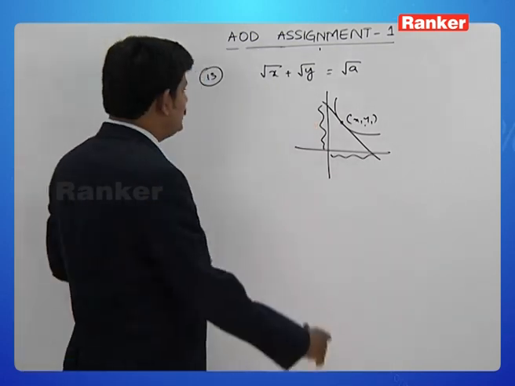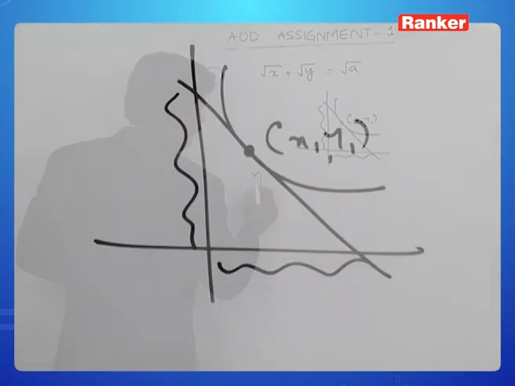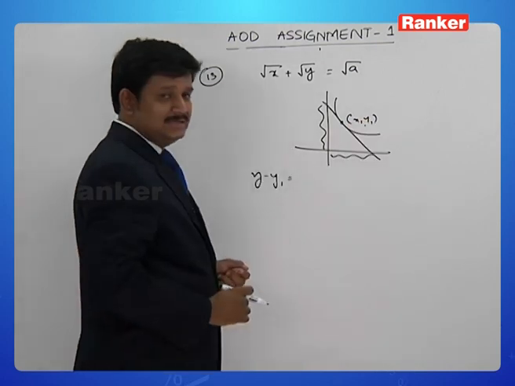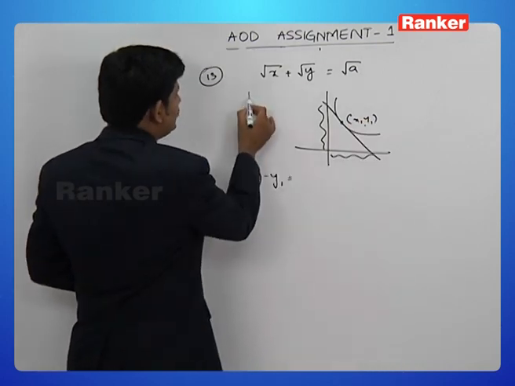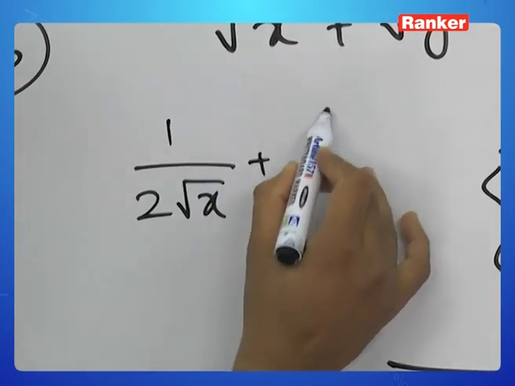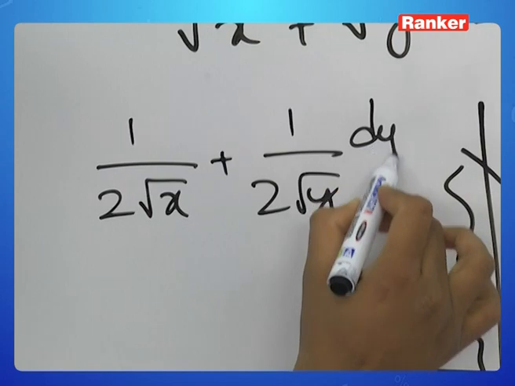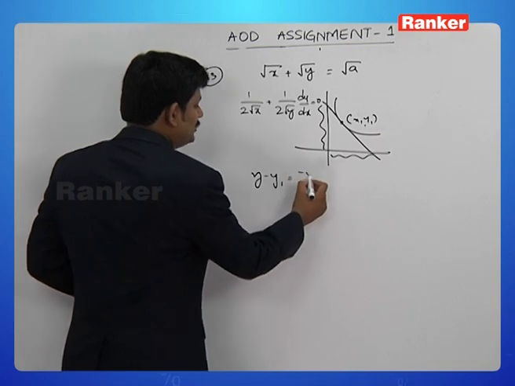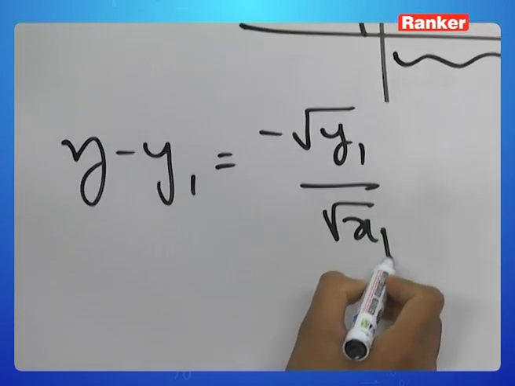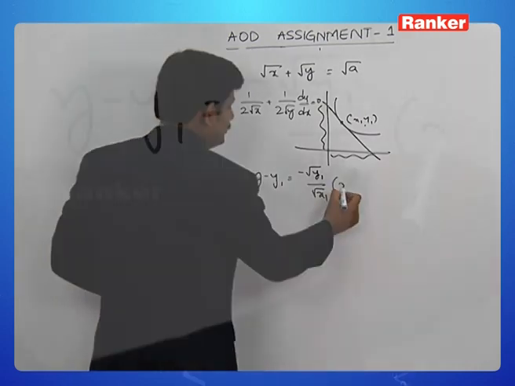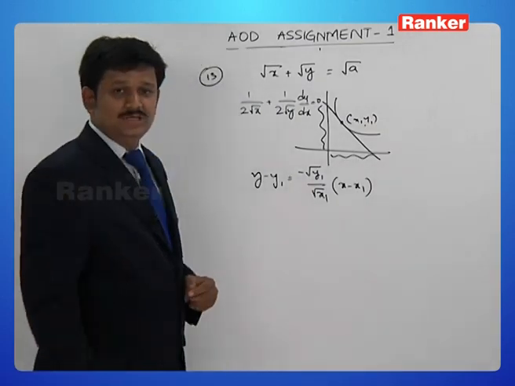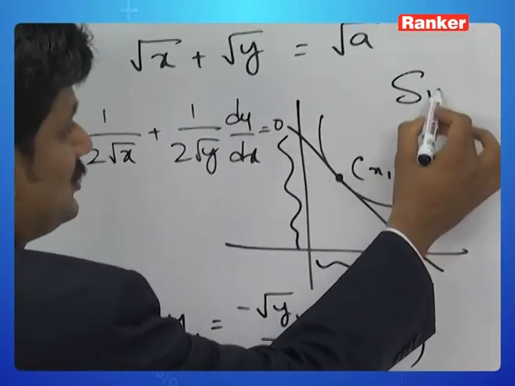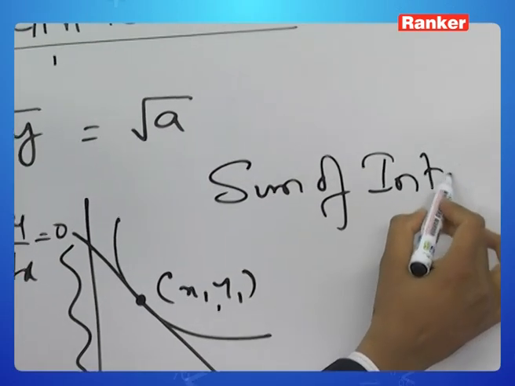At this point, the tangent equation is given by y minus y1 is equal to m, the slope of the tangent. The slope of the tangent is dy by dx. Differentiate: 1 by 2 root x plus 1 by 2 root y dy by dx is equal to 0, or dy by dx is equal to minus root y1 by root x1. So y minus y1 is equal to minus root y1 by root x1 into x minus x1. This is the equation of the tangent line at the point x1 comma y1, and what we need is the sum of the intercepts.